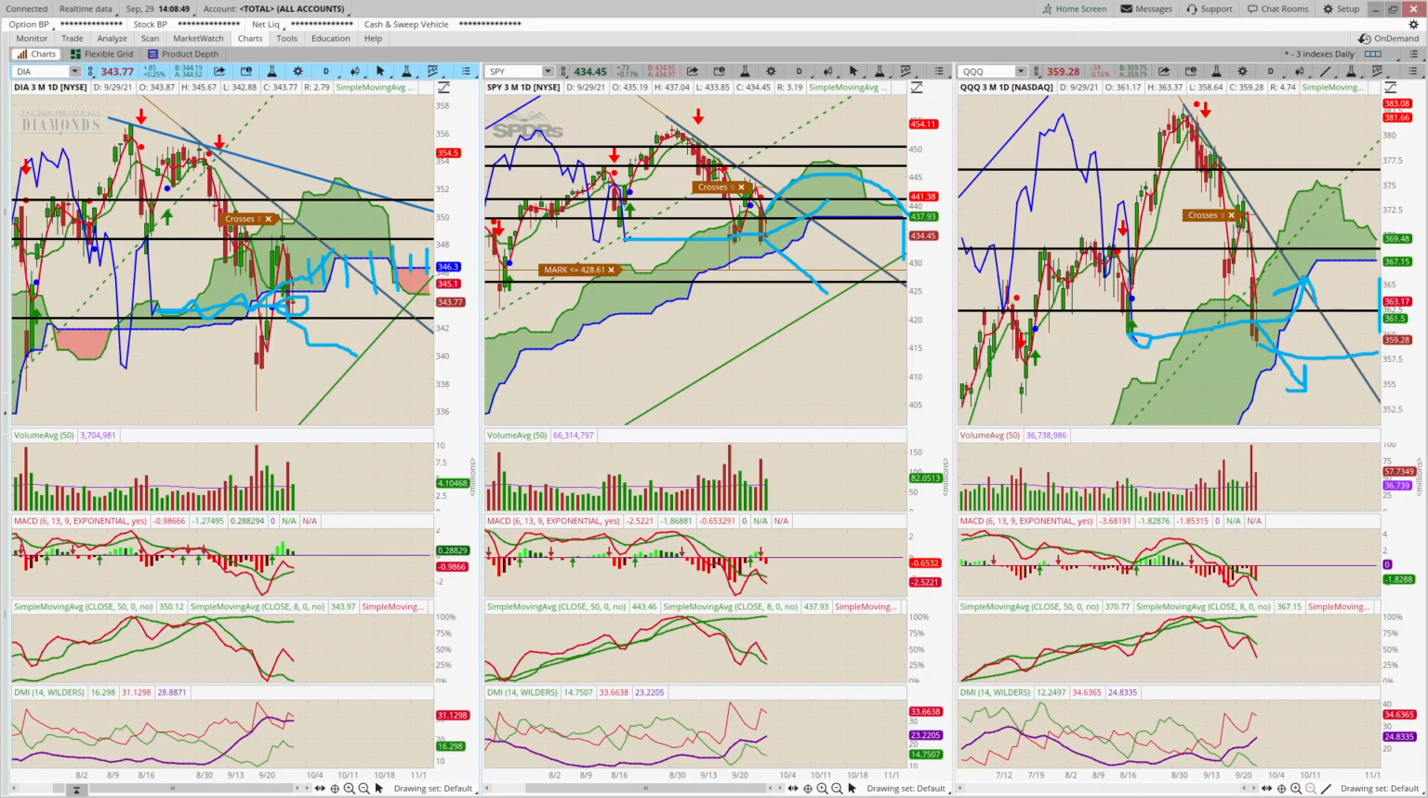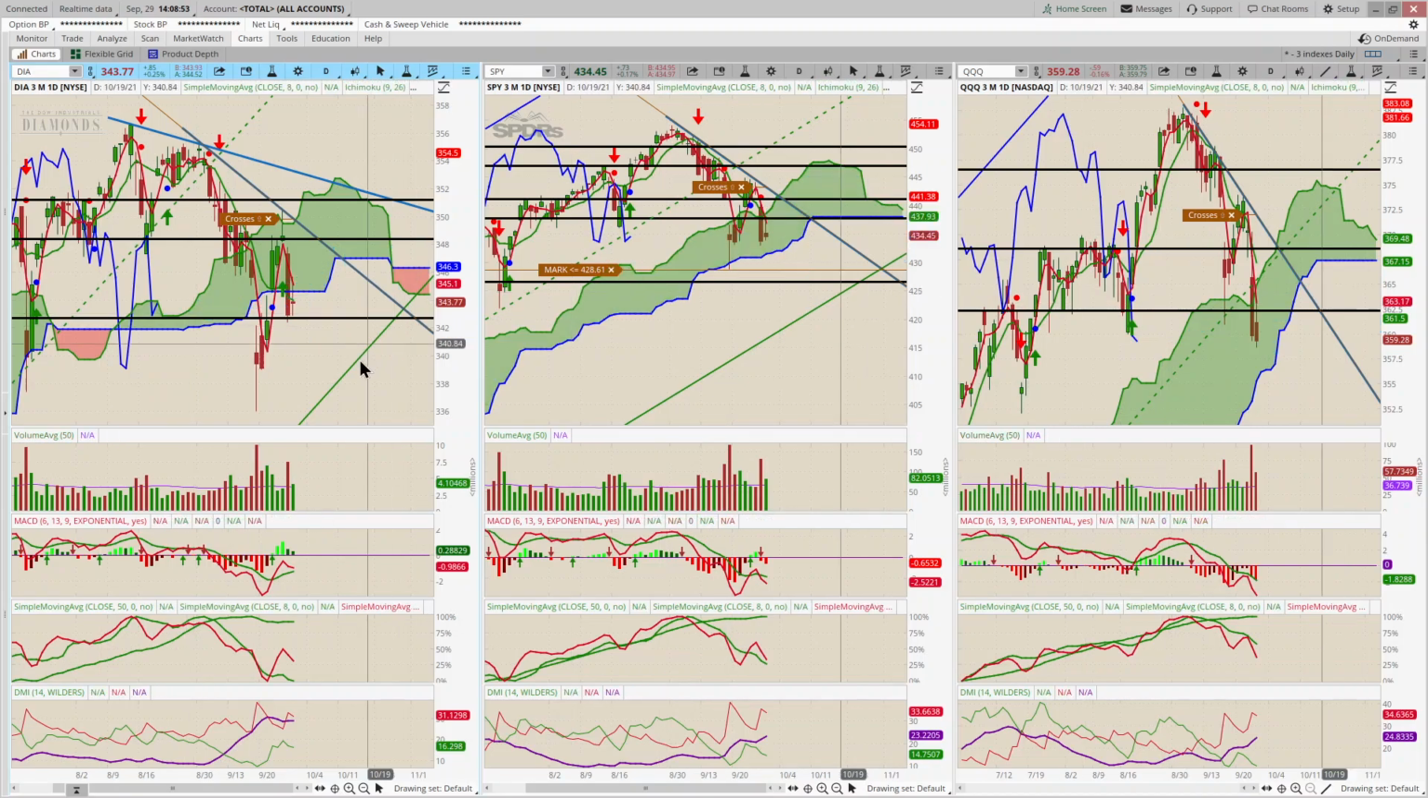This is where some future thinking needs to come in. I'm expecting, or I wouldn't be surprised, let's put it that way, because I don't like to predict, that we have some sort of a rally in here up to this upper trend line. Now, when prices get to that upper trend line, we'll try that over here, and we'll try that over here.